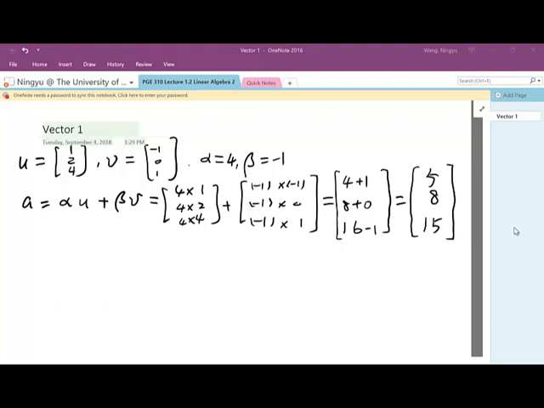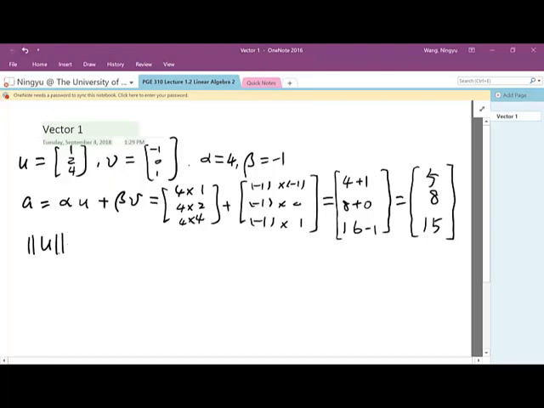So last time we did a review on vectors. Let's just quickly have a look at it. We have u, v as vectors and alpha, beta as scalars. So we can do linear superposition: A equals alpha u plus beta v, and it equals this.